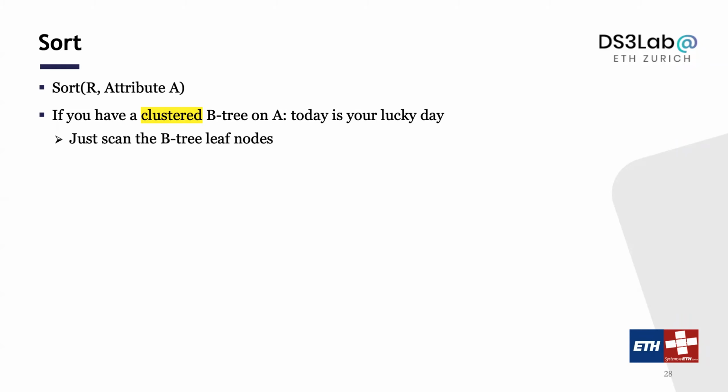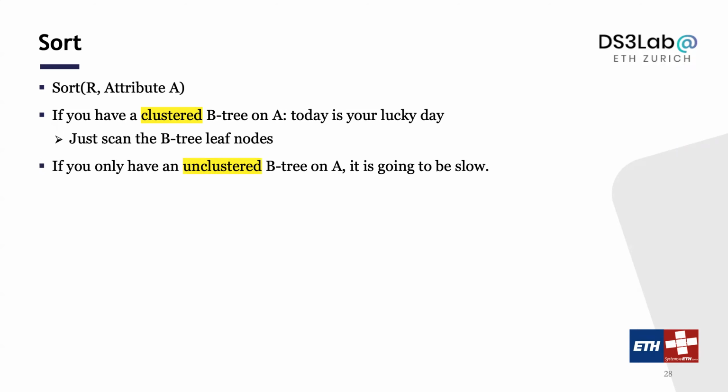What's interesting is assuming you do not have that. For example, if you only have an unclustered B plus tree on A, that's going to be very slow, because I can scan the leaf nodes to get the record IDs, right? However, when fetching every single tuple, in the worst case I'm going to have essentially one random access per tuple, because they could be stored in different pages, right?